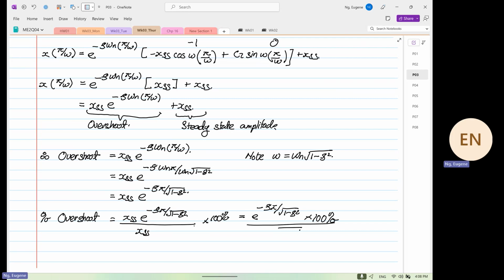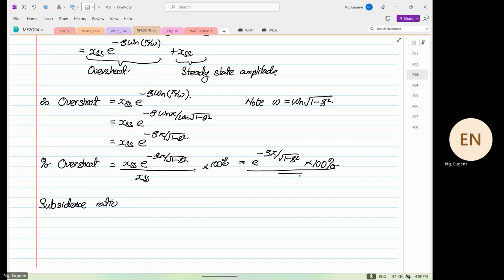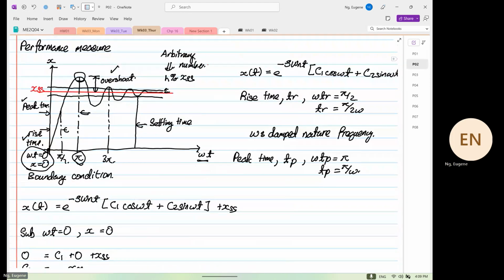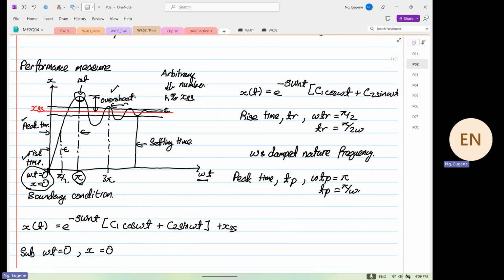So next, we go into subsidence ratio. So subsidence ratio is the second overshoot divided by the first overshoot. Okay. So that's where we come back to this diagram again. See how important this diagram is, right? So this is the first overshoot. This is the second overshoot. That's why it's important to label pi, and then the next one is 3 pi. Okay.